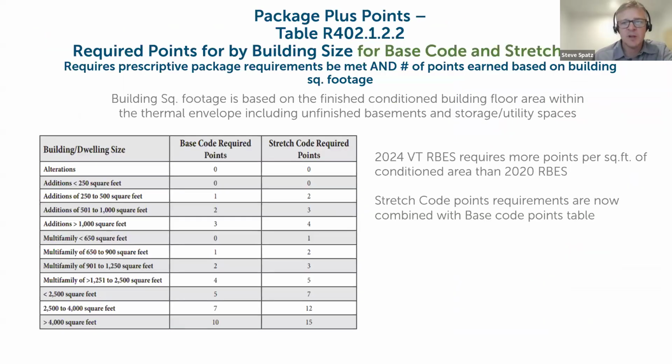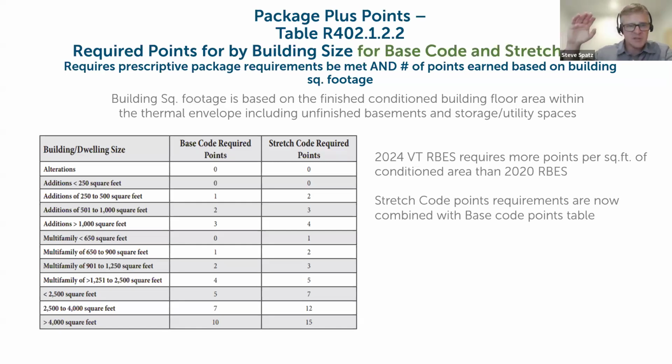The 2024 code also combined the base code and stretch code points requirements under one table. Some of those points values increased for stretch code, but the prescriptive approach requires that you meet all the technical requirements that are in the table that I just shared, and then based on the square footage of the conditioned area of the building, points need to be earned that are options to give you enhanced performance above base standard compliance.